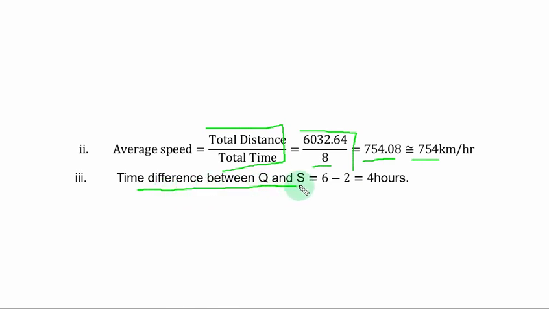Roman figure 3, time difference between Q and S. The time difference is simply 6 minus 2, and that is 4 hours.